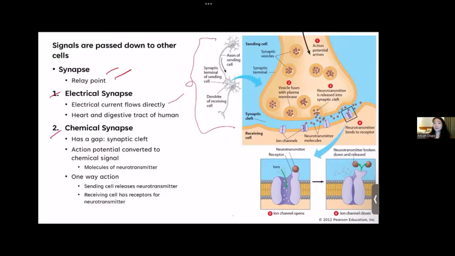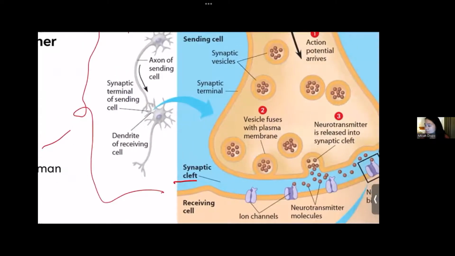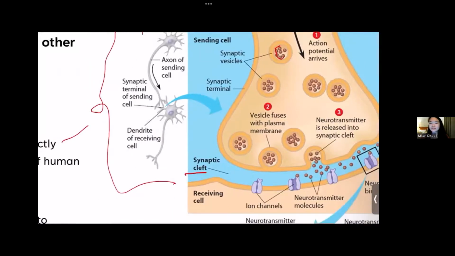And this narrow gap is known as the synaptic cleft. So the signal cannot flow directly like the electrical synapse. So what happens is that the action potential is converted to a chemical signal in the form of neurotransmitters. So yung neurotransmitters natin ay ito, yung mga brown na bilog na yan.